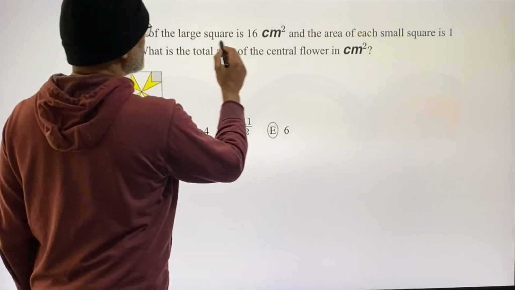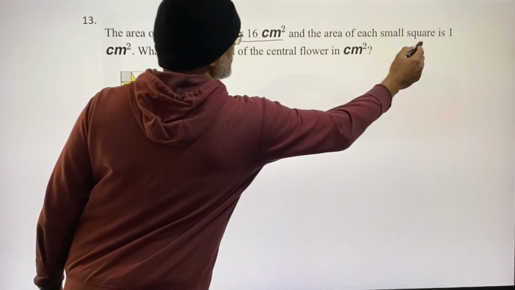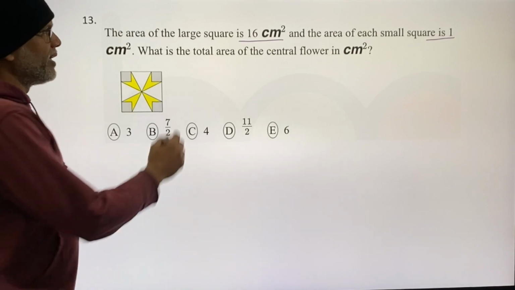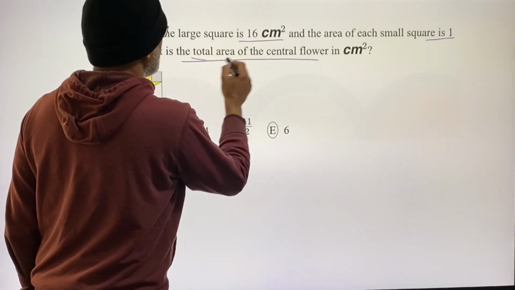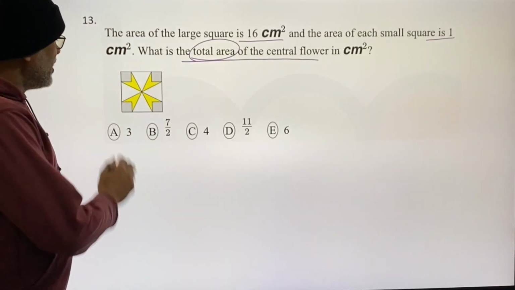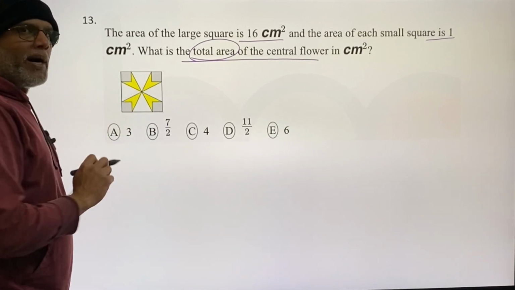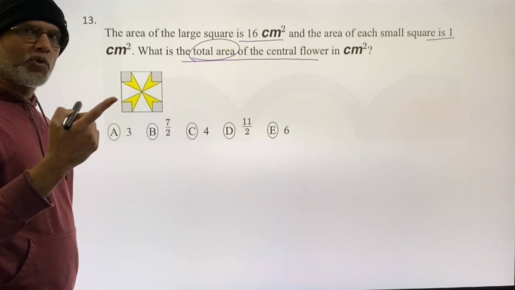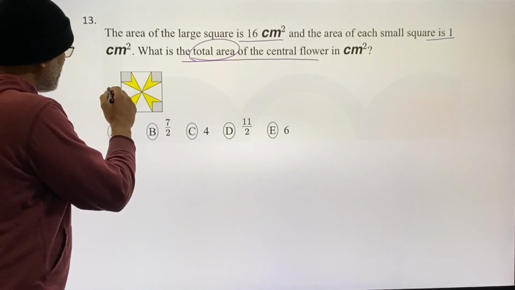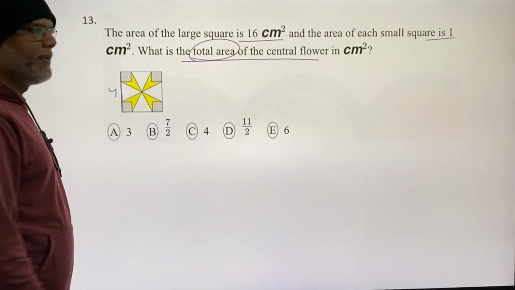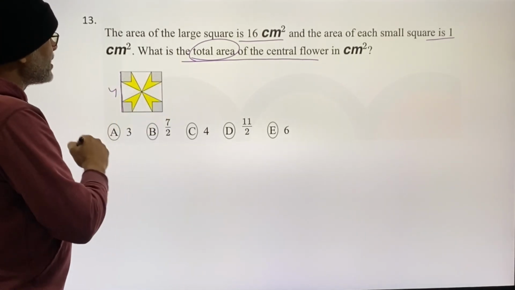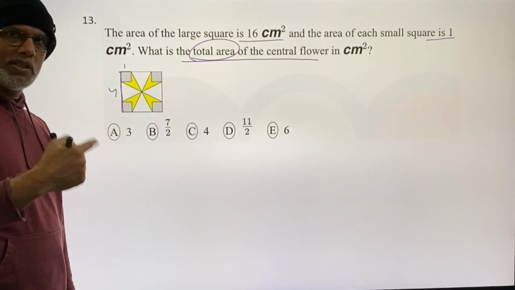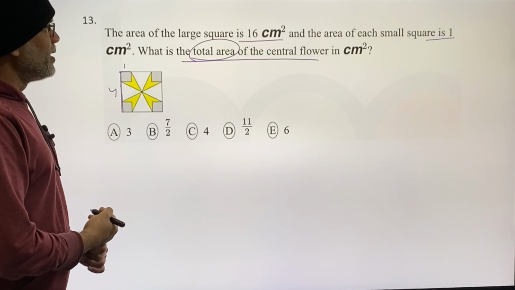The area of large square is 16 centimeter square and the area of each small square is 1 centimeter square. What is the total area of the central flower in centimeter square, right? Total area of the central flower. That is the yellow part, right? So the big square is 16 centimeter square, so each side has to be 4, right? 4 times 4 is 16, so this has to be 4, okay? Now the small square is 1 centimeter square, that means each side has to be 1 because 1 times 1 is 1. So that is the area, right?